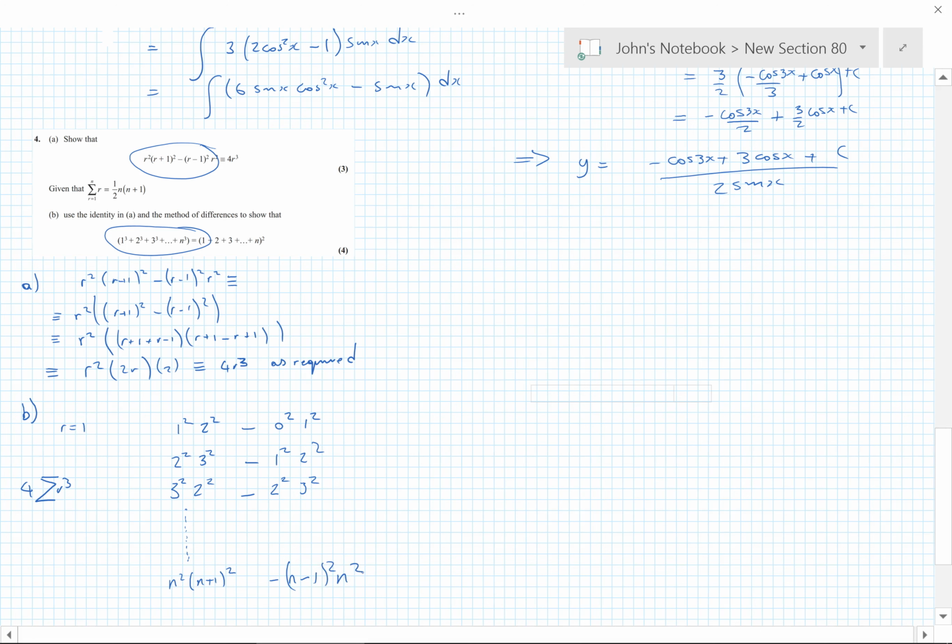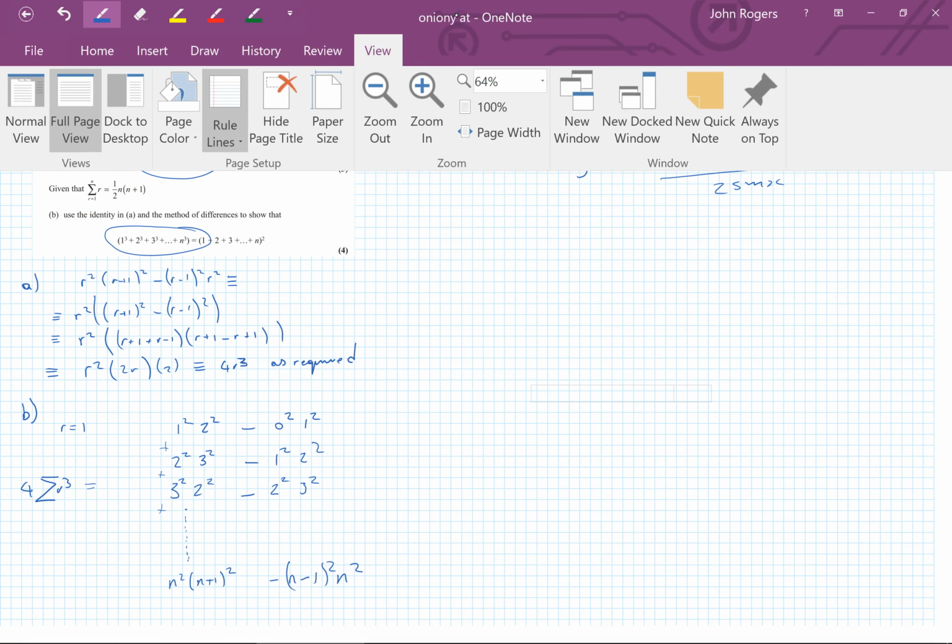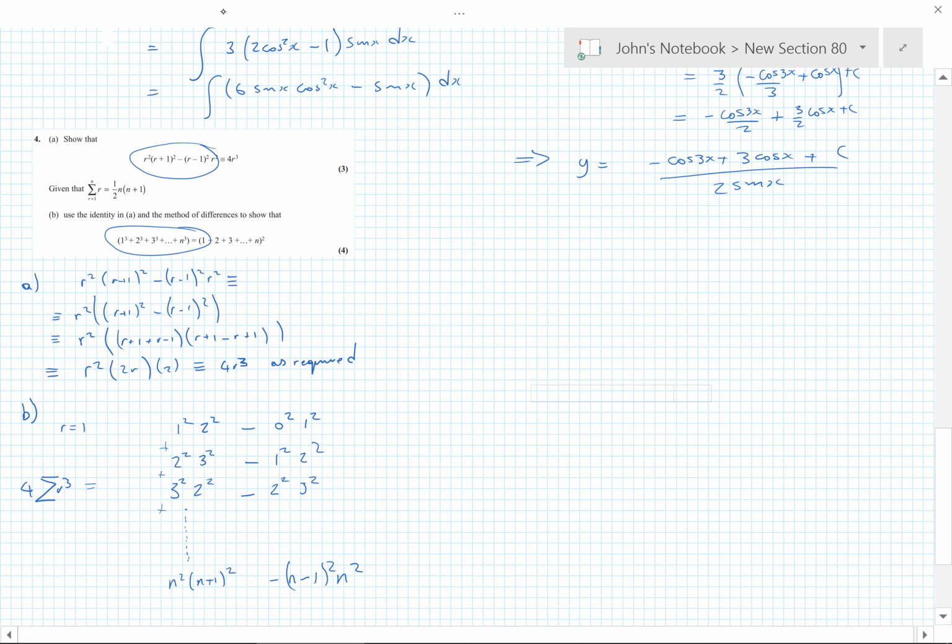That is our method of differences. We're adding all these together, of course. So the sigma r cubed is equal to all of this. Now look at what cancels. Obviously this is equal to 0 anyway. This cancels with this. This cancels with this. Let's do a double one to make it clear. That one cancels with that one, and so on.